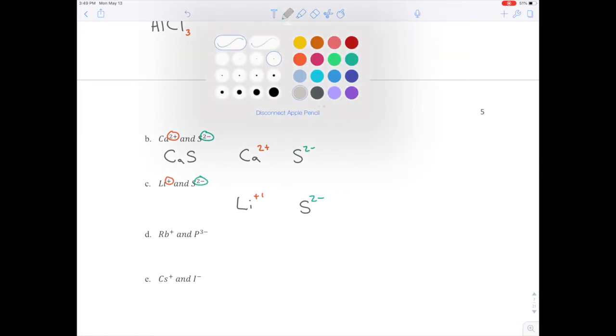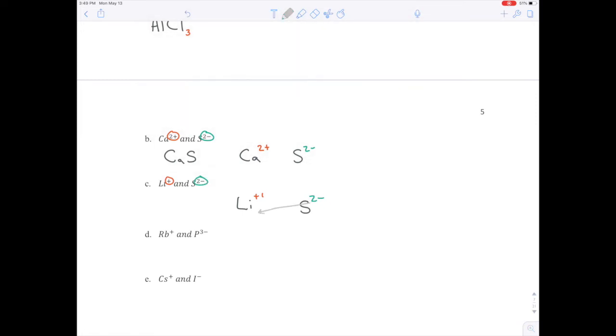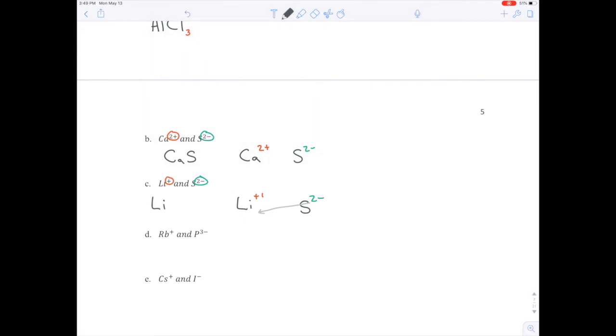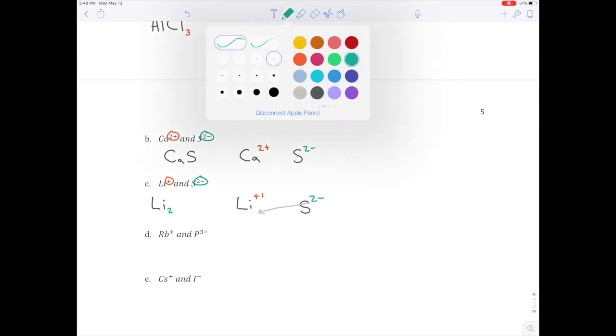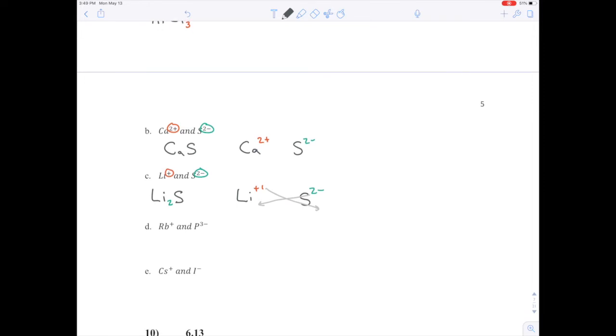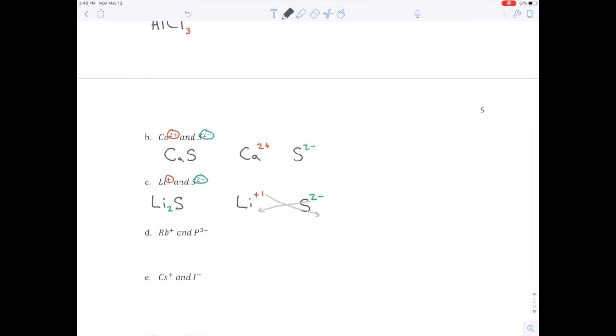And so how do these combine? The 2 at the top right of sulfur goes to the bottom right of lithium. And then the 1 at the top right of lithium goes to the bottom right of sulfur. But you don't have to write the number 1, because by writing the sulfur, you know you have at least 1 sulfur atom. And so that is the ratio that lithium and sulfur combine together in order to get an overall charge of 0. 2 lithiums to 1 sulfur.